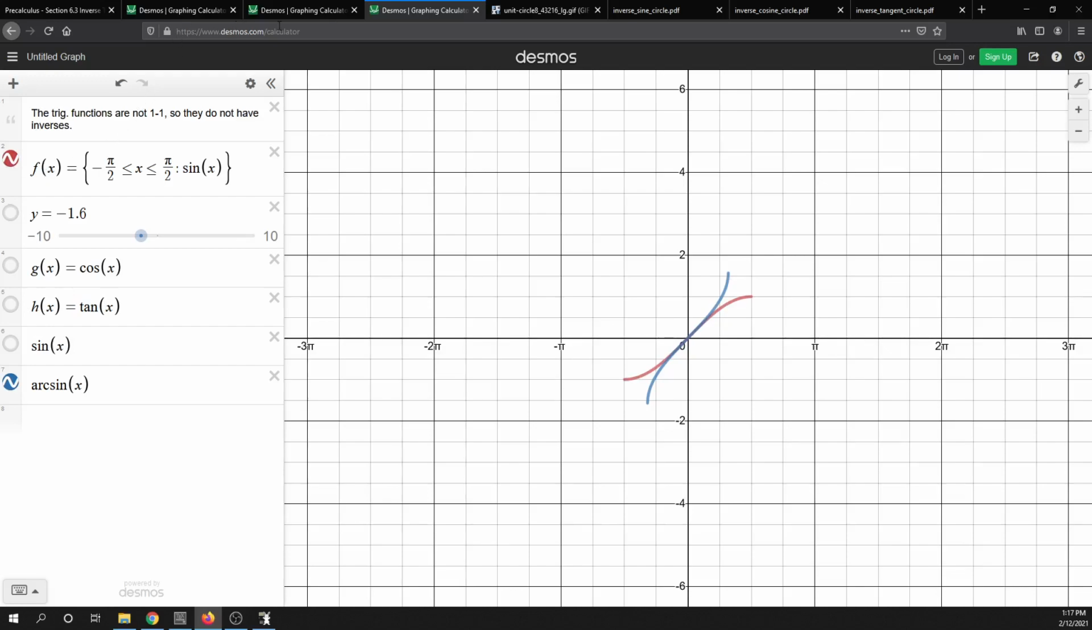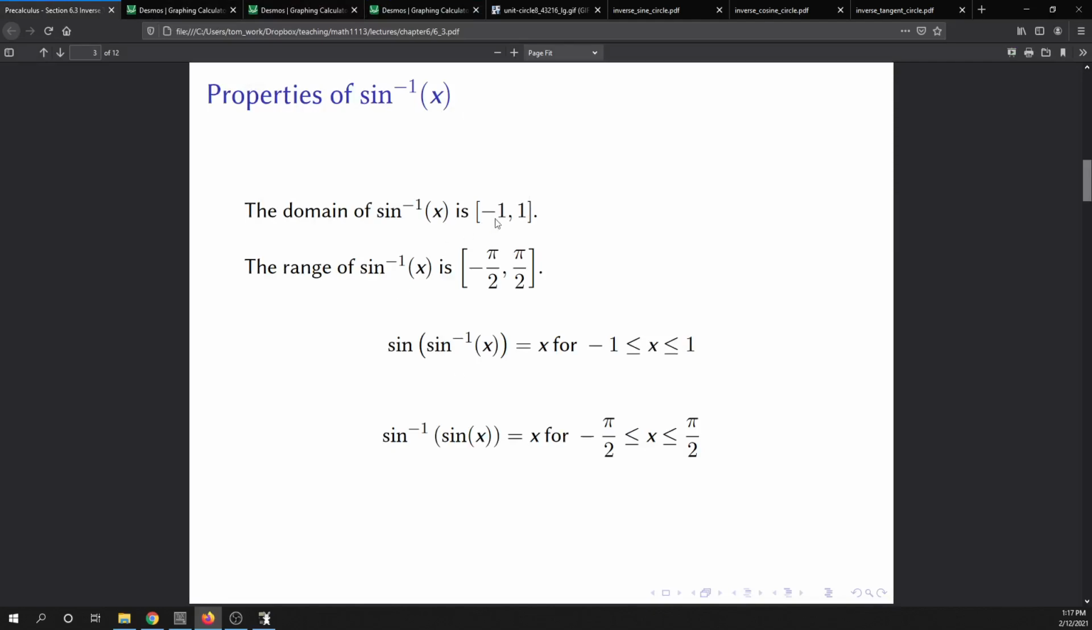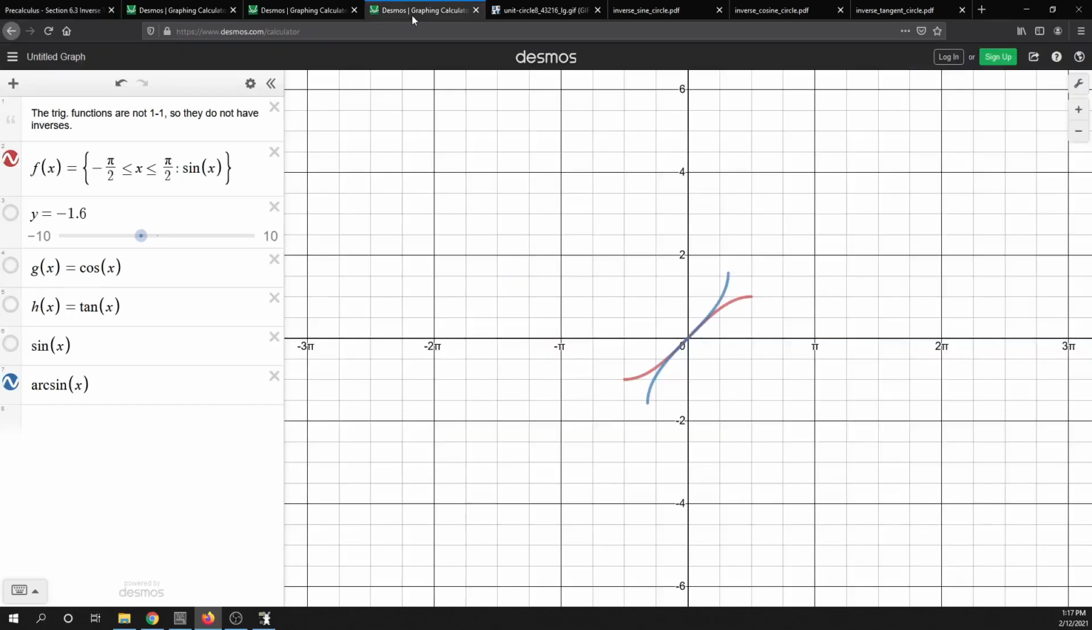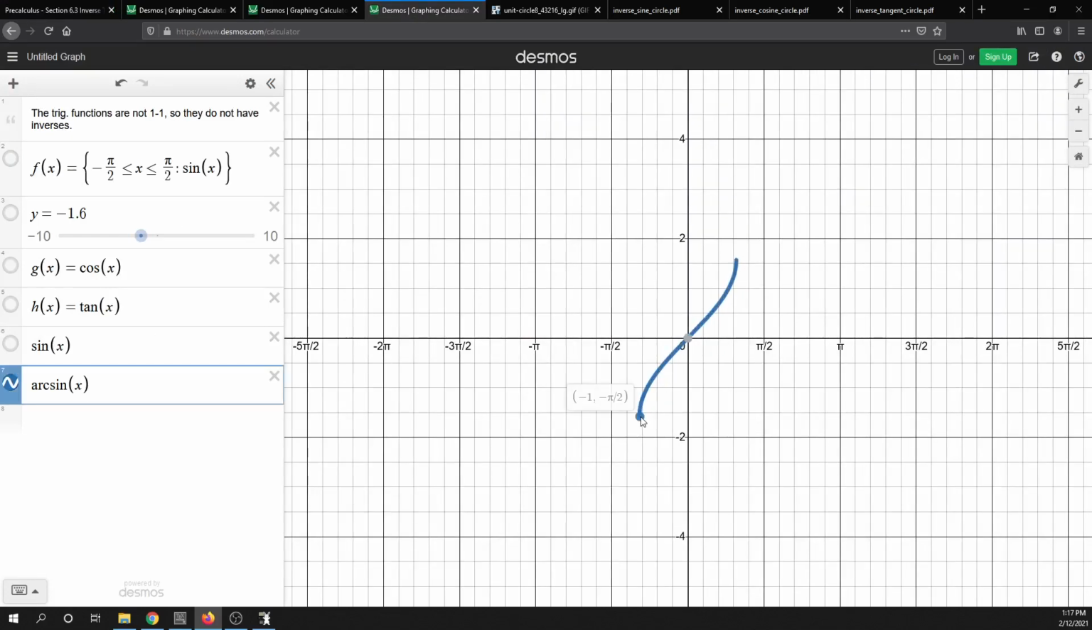Okay, its domain is from -1 to 1, and its range is from minus pi over 2 to pi over 2. All right, so domain is just from -1 to 1, so along the x-axis just here, and the range is from minus pi over 2 up here to pi over 2. Okay.